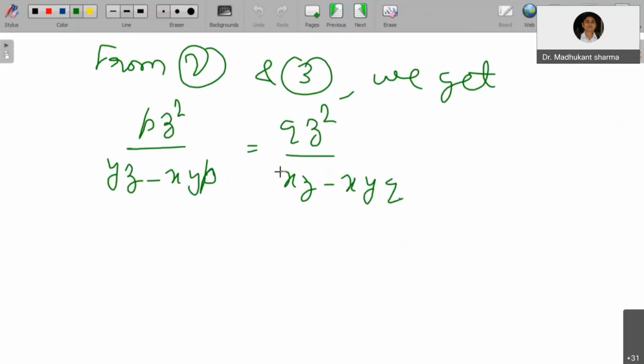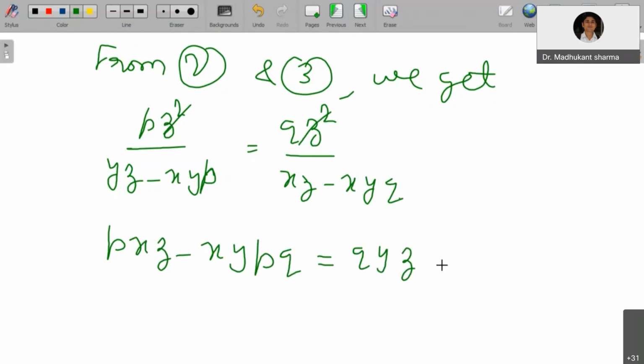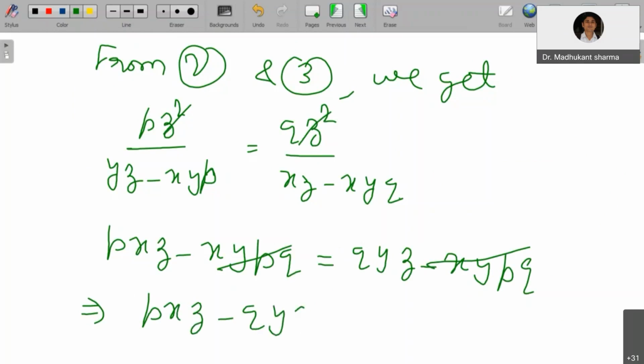Right? Yes. Now you have this z square eliminated. Now you can apply cross multiplication and find the simplified form. So what you have is pxz minus xypq equals qyz minus xypq. This will get cancelled. So this implies you have pxz minus qyz equals 0.